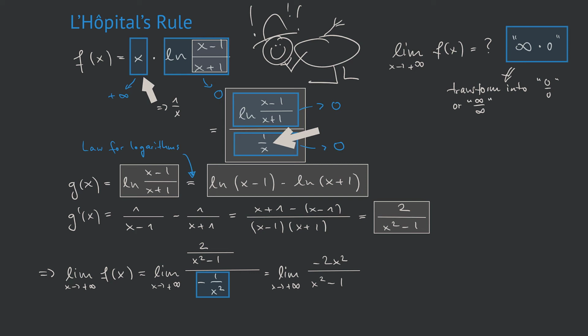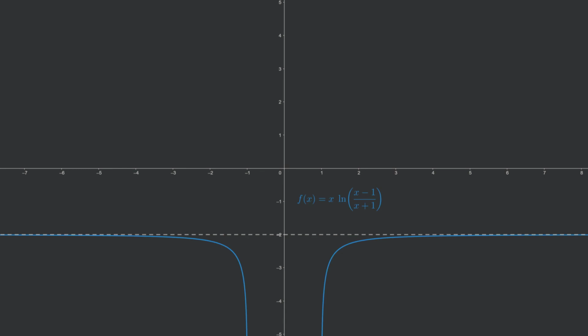In order to find the limit of this expression, we can follow the standard procedure. In order to apply that, we reduce the fraction by the highest order of x. That means we reduce the fraction by x squared, which gives lim x to infinity of negative 2 over 1 minus 1 over x squared, where 1 over x squared goes to 0. So the limit equals negative 2. And we can verify the result by looking at the graph of the function.